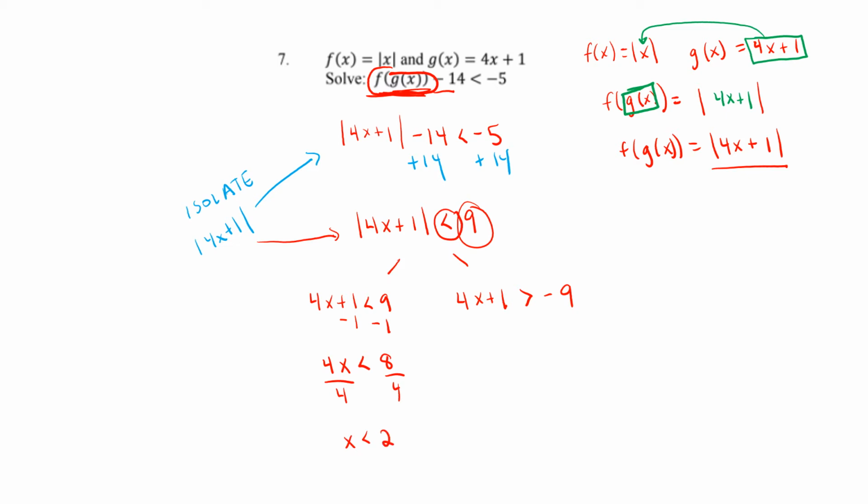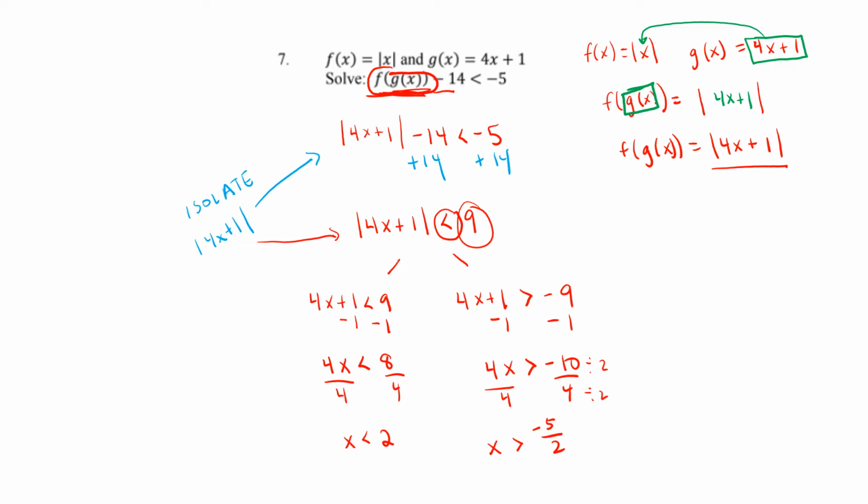Let's do the same steps over here. Again, minus 1 on both sides. 4x is greater than negative 10. Divide by 4, and we got x is greater than negative 10 over 4 reduces to negative 5 over 2. So that's how I'm going to write it. Always reduce your fractions when you're working here. Those are our two inequalities.